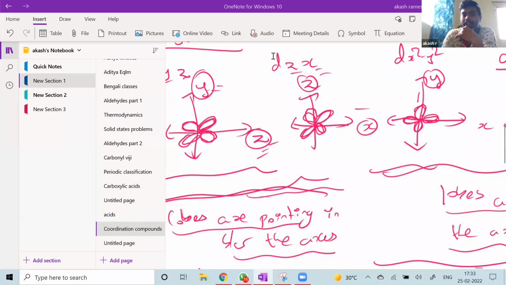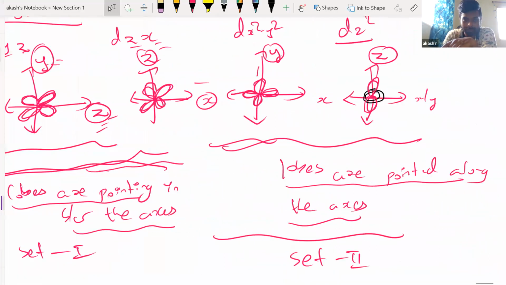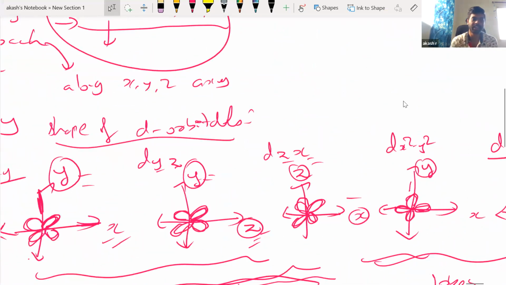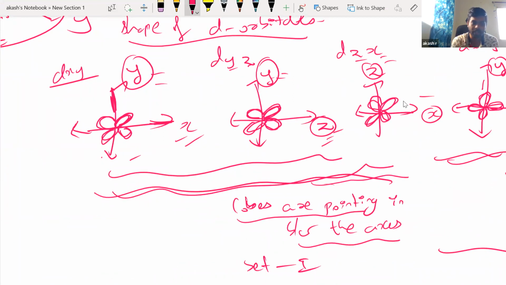Okay, fine. Let us try to understand what exactly is happening. If I take dxy, for example, what is the direction of ligand approach? The black color represents your ligand approach direction. The ligand is approaching like this, like this, like this, like this. That is along the x-axis, along the y-axis, along the z-axis.